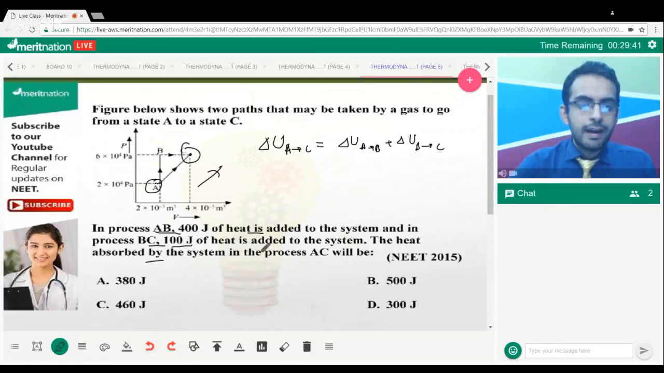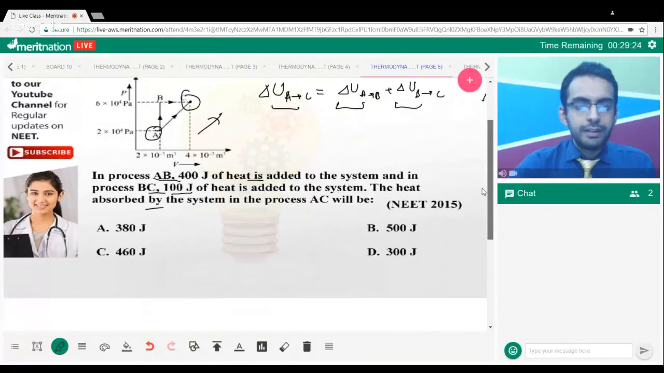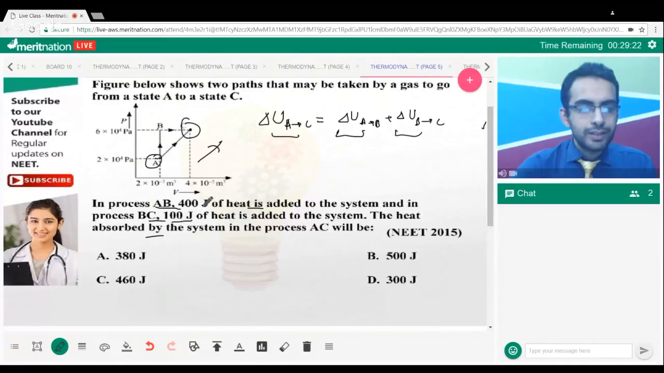Firstly, we'll find the value of delta U for A to C. For that, we'll find delta U AB and delta U BC, because we don't know anything about AC. So what is given in the question? It is given that in process AB, 400 joules of heat is added to the system.